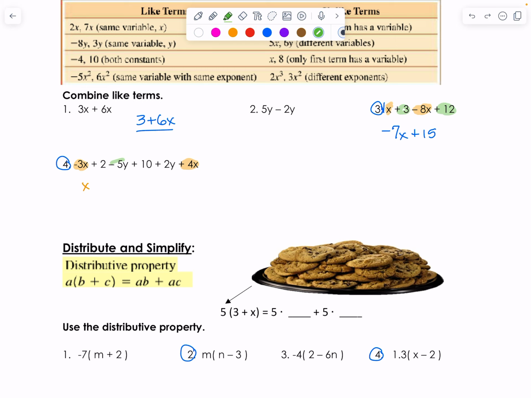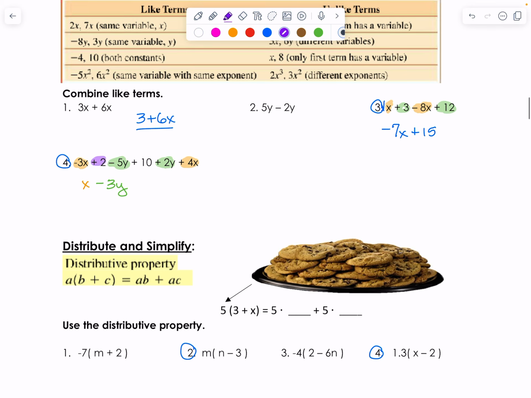Let's do y's next. So here's my y, minus 5 plus 2. So minus 5 plus 2, that's going to give me minus 3y. And then last but not least, we'll do just our regular old plain Jane numbers. Let's see, I'll do purple. So plus 2 plus 10. So that's going to give me plus 12. So my final answer would be x minus 3y plus 12.